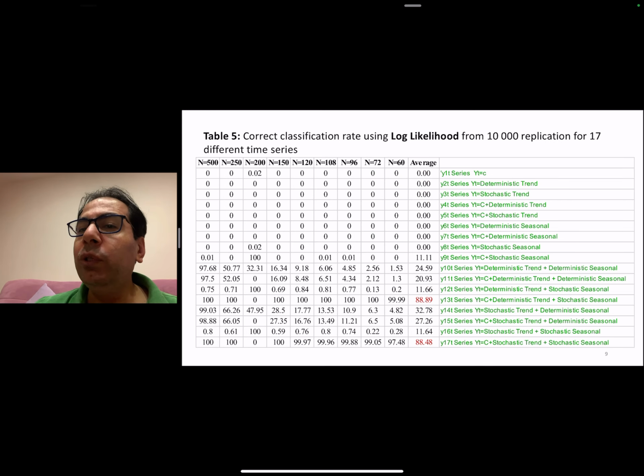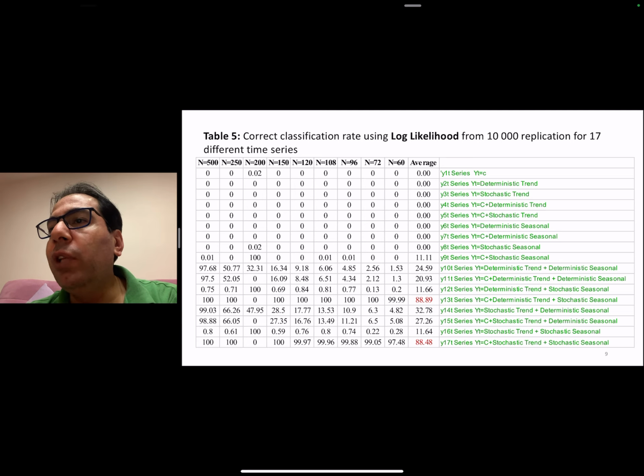And the log likelihood is also used as an information criterion. It is very surprising because most researchers in time series analysis, in econometric time series analysis, use the log likelihood as an information criterion, and we see that most of the time series are not correctly classified using the log likelihood. So I wouldn't really recommend using the log likelihood as an information criterion to pick the right model that you fit.